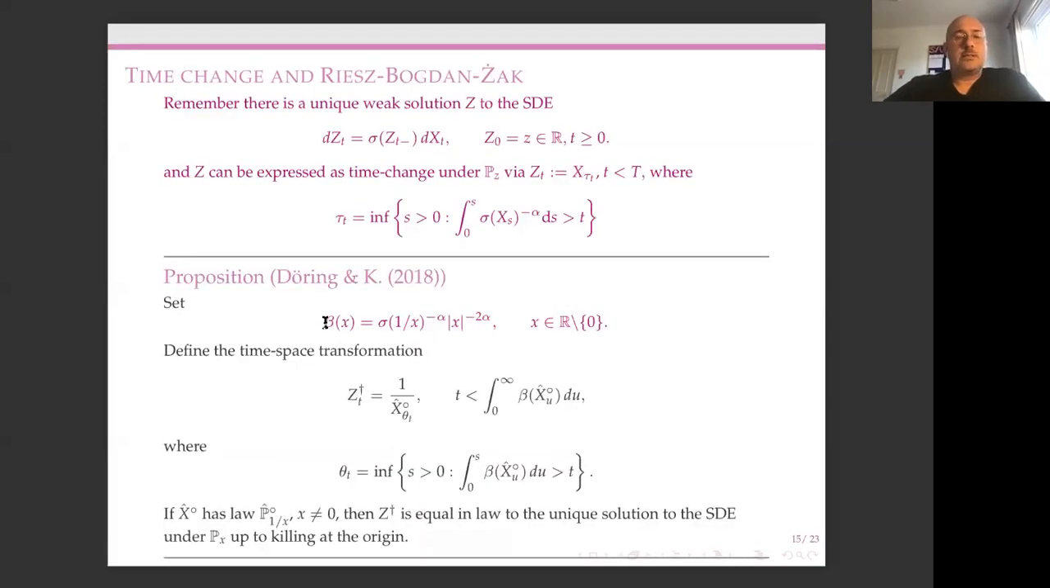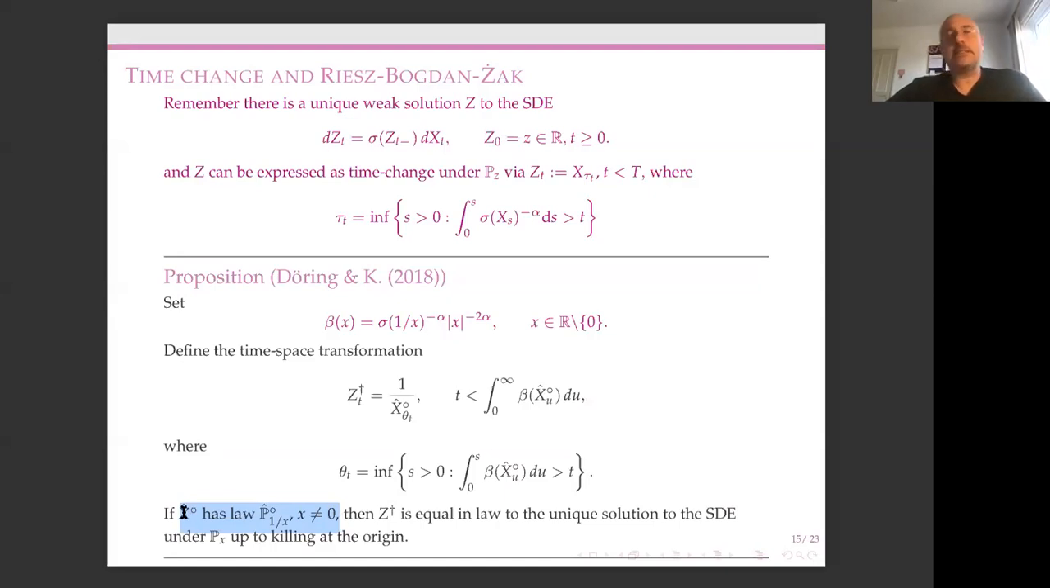Whoops. So here we go. Here's a function beta. It's something like the time change function that appears above, except I've got 1 over x in it. And then I've got the time change function that appeared in the Bogdan-Zak transform. Now I'm going to say things in reverse here. I'm going to take the law of the stable process conditioned to avoid the origin. I've put a hat on it.